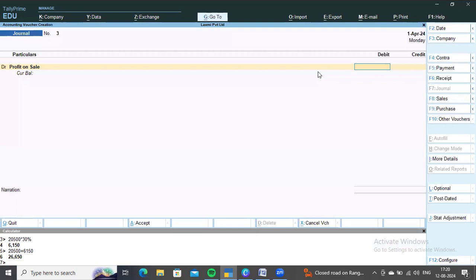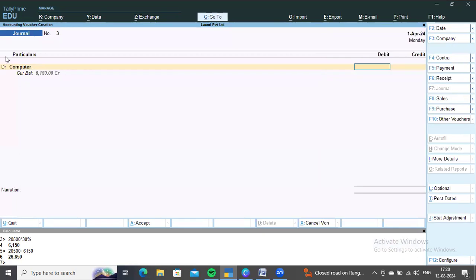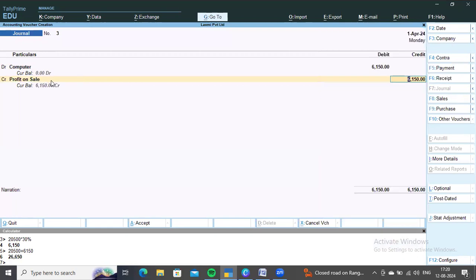Then press Ctrl A. You need to credit this profit on sale and debit computer account. How much? Current balance in computer account is 6,150, nothing but profit. And you need to credit profit on sale account, because as per the nominal account rule, debit all expenses and losses, credit all incomes and profit. So that's why we need to credit the profit on sale account. Then press Ctrl A to save it.